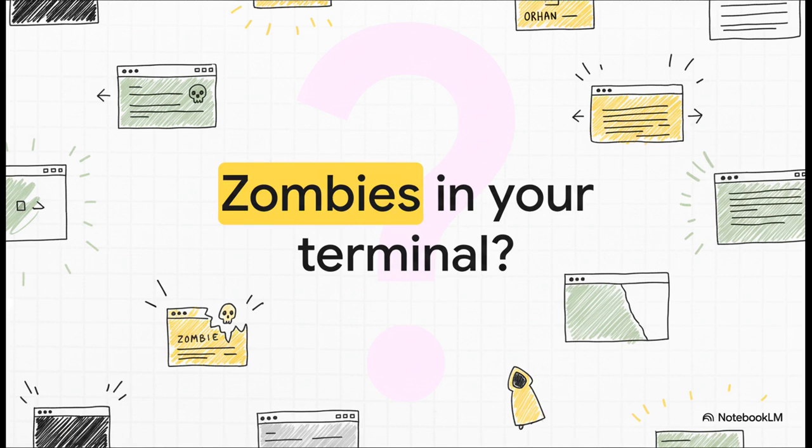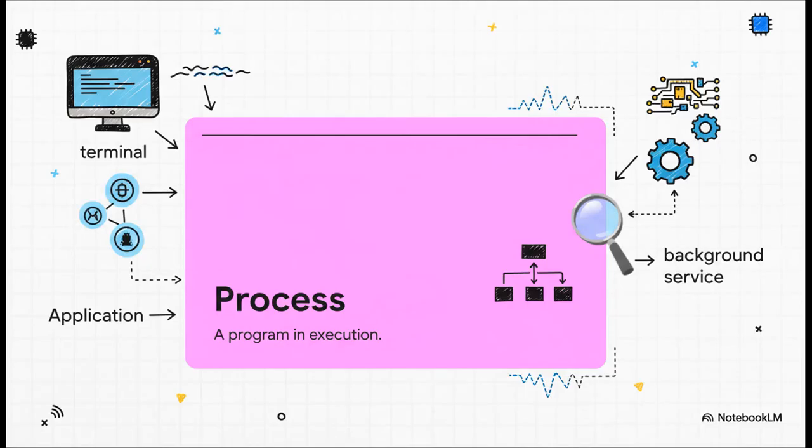To really get these special cases, we first have to do a super quick review of what a normal process even is. At its heart, it's really simple. A process is just a program that's, well, running. When you launch an app, open a terminal, or your system just does its thing in the background, you're kicking off a process. Easy enough, right?